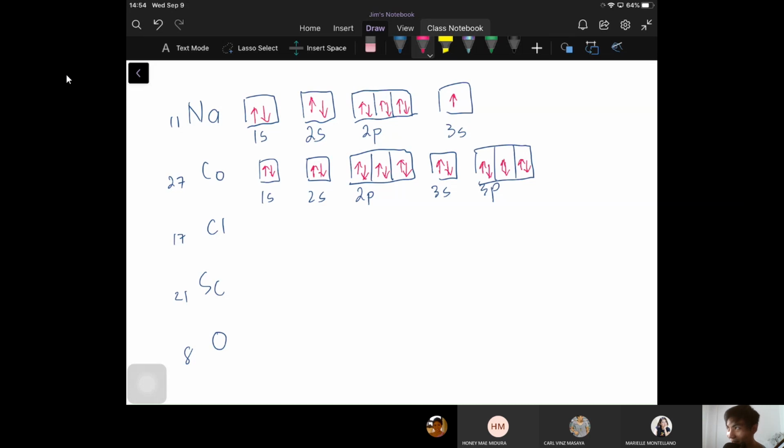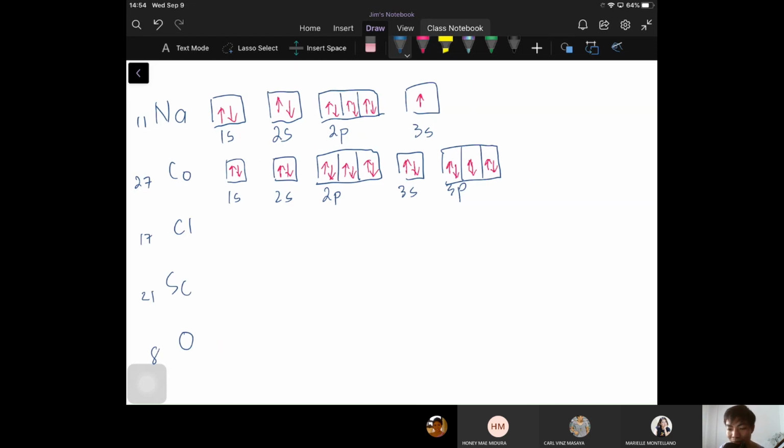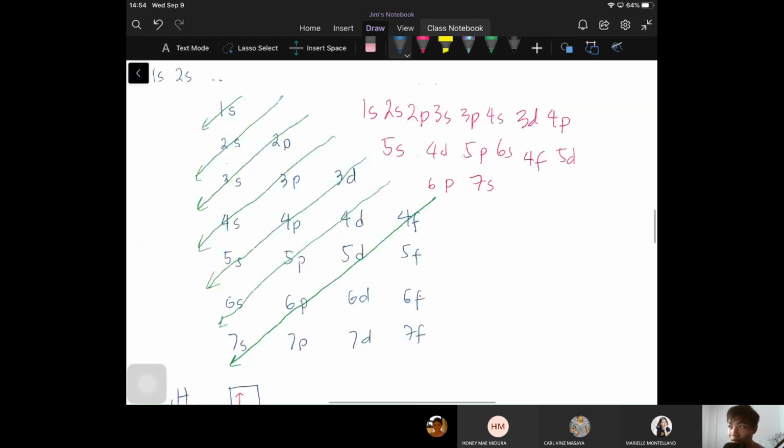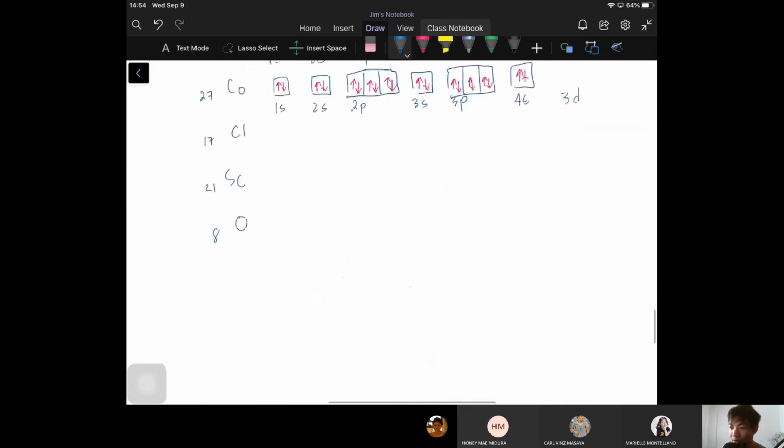Ilang electrons na yan? Hindi ko binibilang. 2, 4, 6, 8, 10, 12, 14, 16, 18. Sobra pa ako. Sige. Continue lang. Ano sunod sa 3p? 4s. Up, down. Ano sumunod sa 4s? 3d na, no? Pwede naman kayo tumingin dito na wala namang magagalit. Yan, 3s. Tapos ano sumunod? 3p. Then ano sunod? 4s. Tapos na tayo dyan. Then ano yung sumunod? 3d. You can always have that code with you.